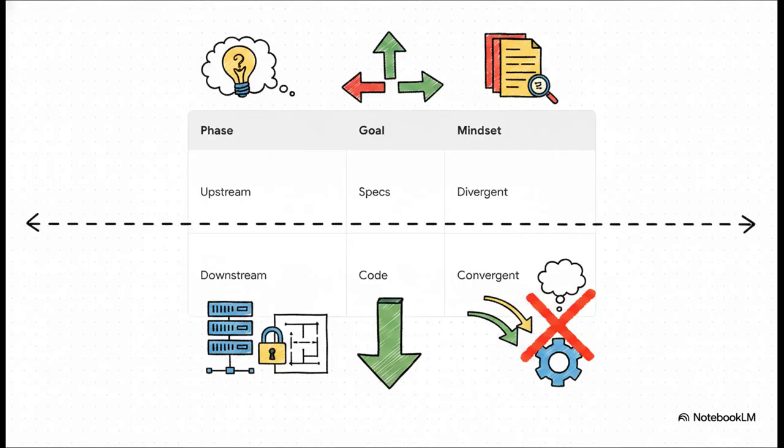And this brings us to the critical boundary line in the BMad philosophy. It essentially divides the entire lifecycle into two distinct phases, upstream and downstream. Upstream is your thinking phase. This is where you have high iteration, divergent exploration, and you produce your specs. Downstream is your building phase. This is all about strict convergent execution. The absolute golden rule here is that downstream execution agents should never, ever make upstream product decisions.